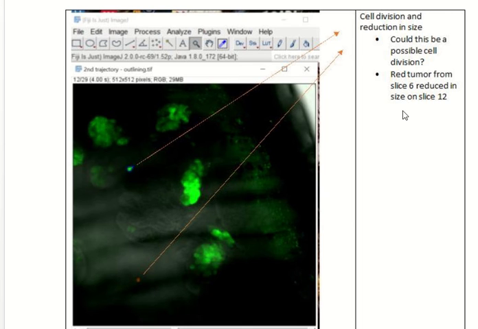Red tumor, so it reduced in size. It's interesting, it could be dying, or it's going to the bottom of the slide and we only see just a tip of the cluster. So we just have to, next semester, go and try to see in the original data and see what happened.